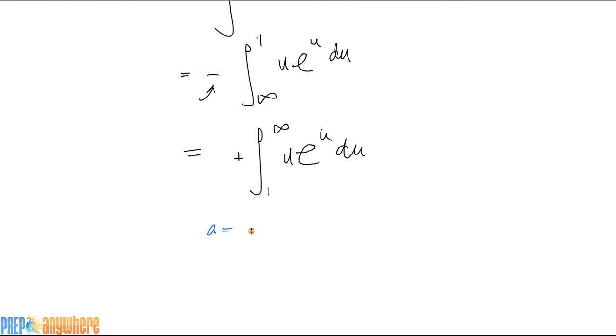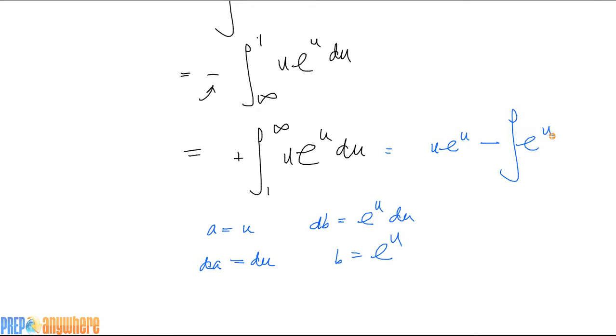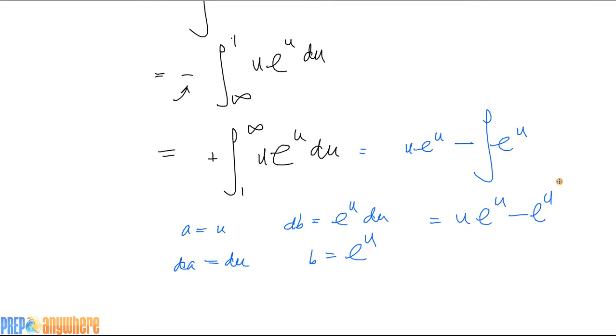Let's let A equal u and dB equal e to the power of u du. So we get dA is equal to du, and B is equal to e to the power of u. So this, by integration by parts, is u e to the power of u minus the integral of e to the power of u, which is u e to the power of u minus e to the power of u. And we've got to insert 1 to infinity, but I'm going to write that as t, and we're going to take the limit as t approaches infinity. Take the limit of that.